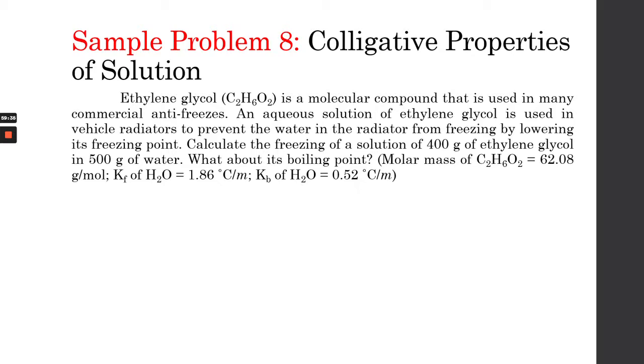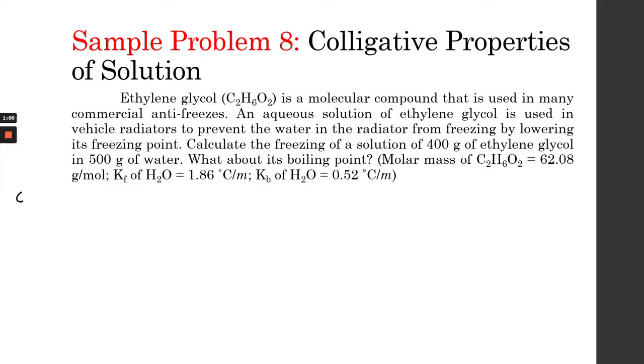Ethylene glycol, C2H6O2, is a molecular compound that is used in many commercial antifreeze. An aqueous solution of ethylene glycol is used in vehicle radiators to prevent the water in the radiator from freezing by lowering its freezing point. Calculate the freezing point of a solution of 40 grams of ethylene glycol in 500 grams of water. Okay, let's begin by writing our given.